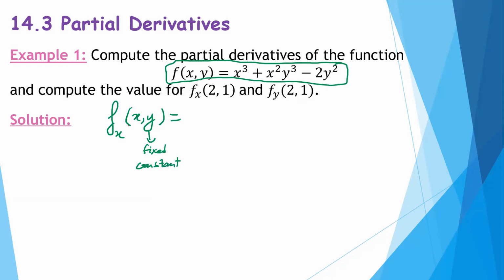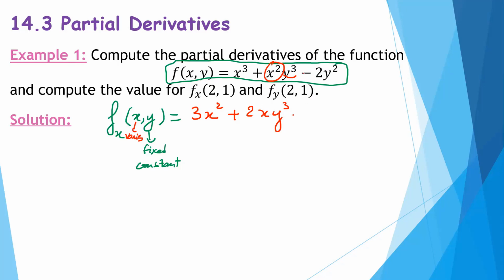Whereas x varies. This is a variable. So what is the derivative of x cubed with respect to x? 3x squared. Bravo. Plus, what is the derivative of x squared y cubed with respect to x? 2xy cubed. Exactly. So y cubed is a constant. We don't derive it. We derive only x squared, and the derivative of x squared is 2x.